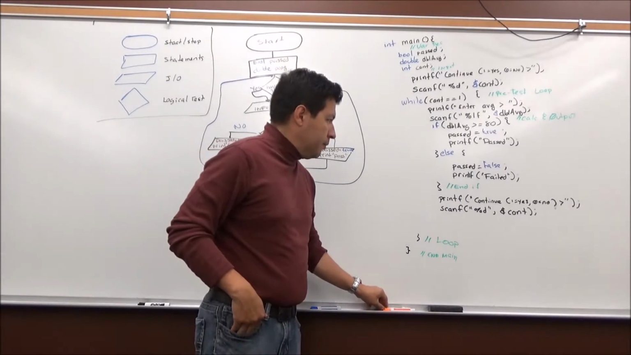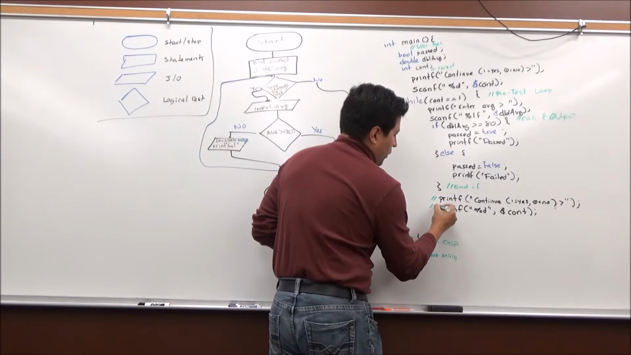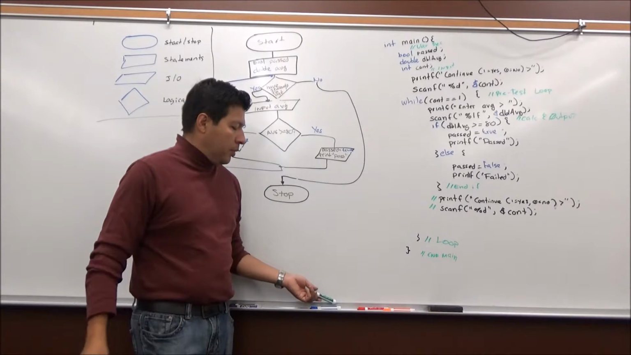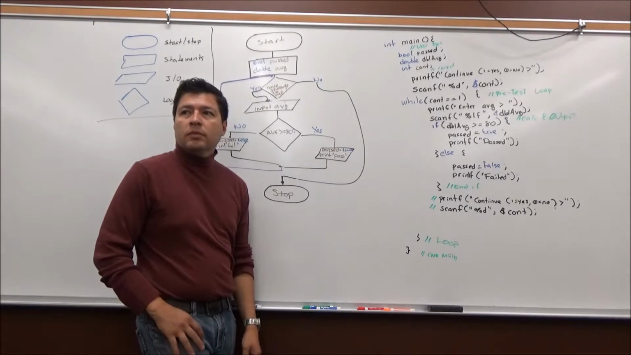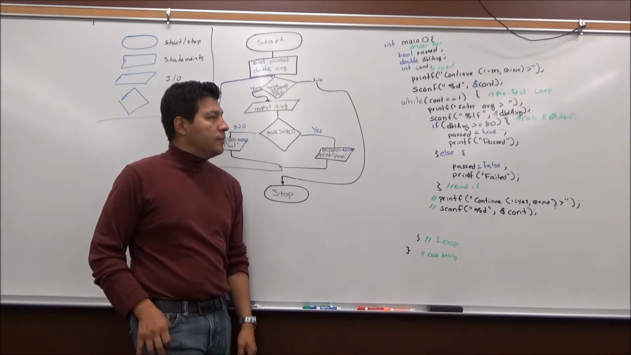What will happen if I were to comment this out? I didn't ask the user to enter this again. When will that loop stop? It won't. It's called an infinite loop. Right?